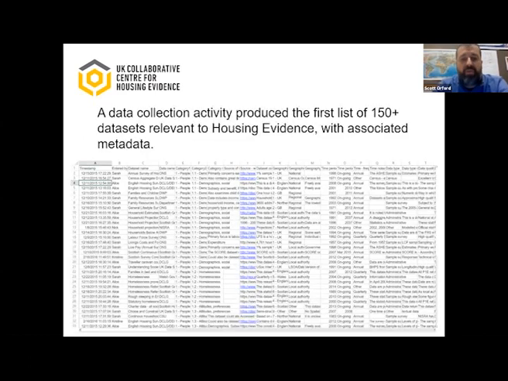So what's been done so far is there's been a data collection activity initially at the start of CaCHE, and that's produced a first list of 150 plus data sets relating to housing evidence and of associated metadata. So we've created a big data set of this, and this is what's populated the first version of the Data Navigator. So this is our starting point.